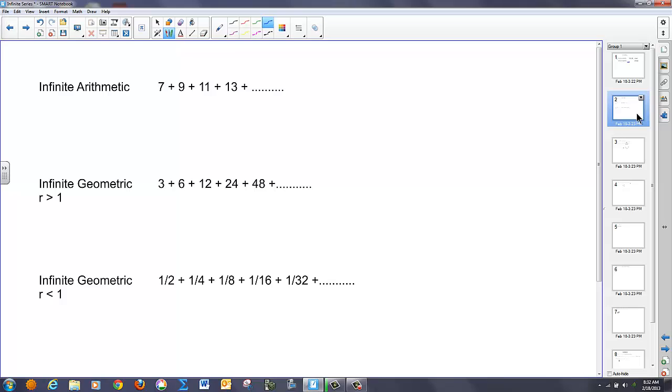Let's take a look at some infinite series. This appears to be an arithmetic pattern where my common difference is 2, and it adds the numbers from 7 to infinity, incrementing by 2 every time. And we know that if we're going to infinity, my last number is really undefined. Therefore, this would really have no sum because it would just keep going forever and ever and ever.